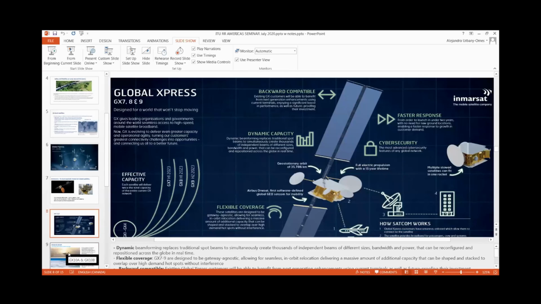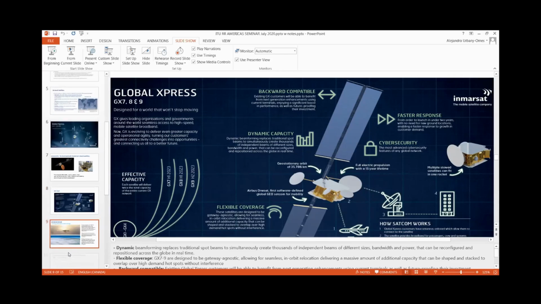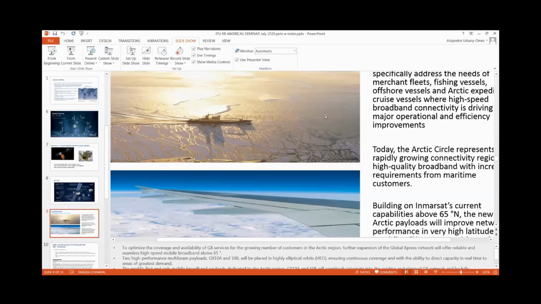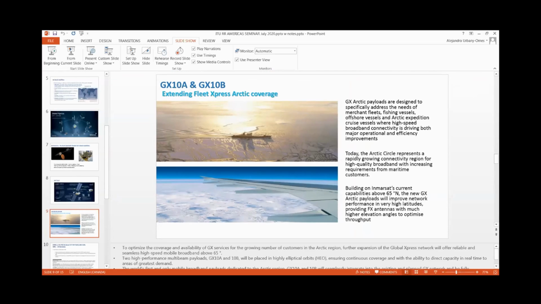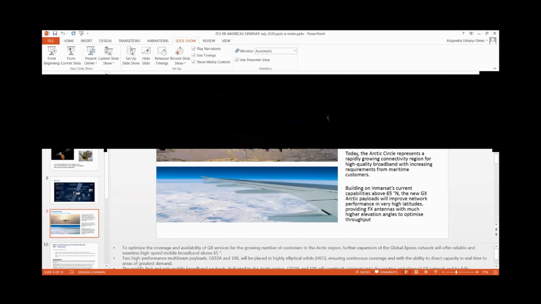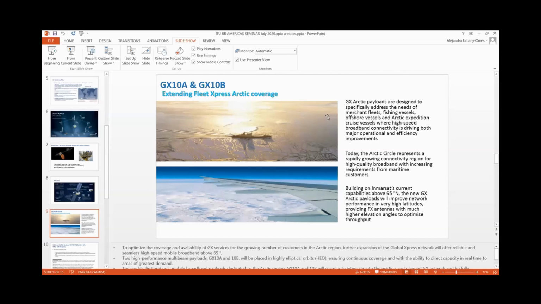In the previous slide, where it has the Global Express, we have one of the Global Express satellites, which is going to be in an elliptical orbit covering the Arctic, and we're building on Inmarsat's current capabilities above 65 degrees north. This is not only for aviation. This is for the specific needs of merchant fleets and vessels that require connectivity and high-speed broadband to drive major operations and to have more efficiency in their operations.